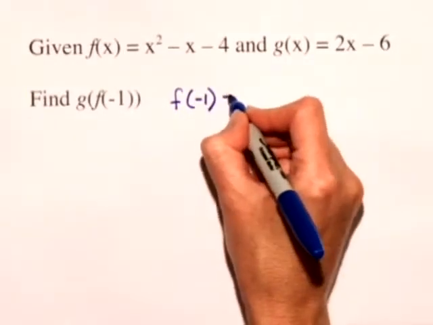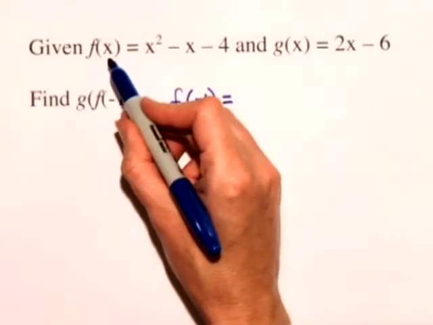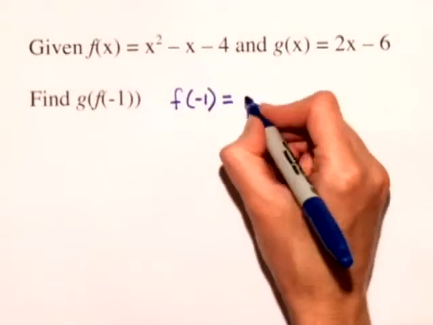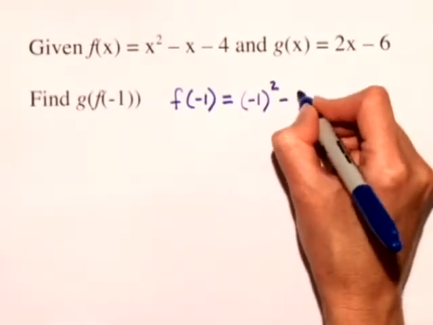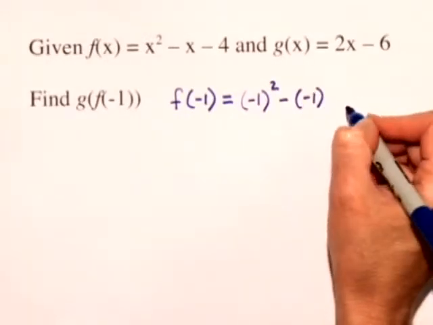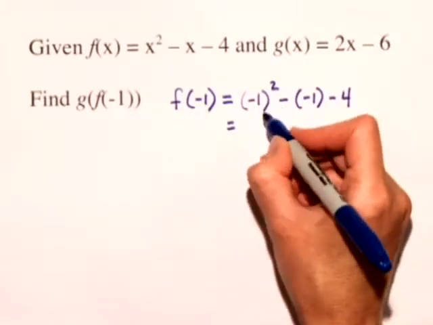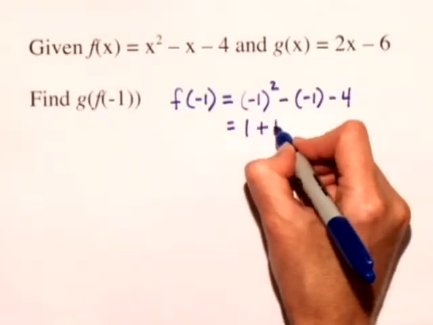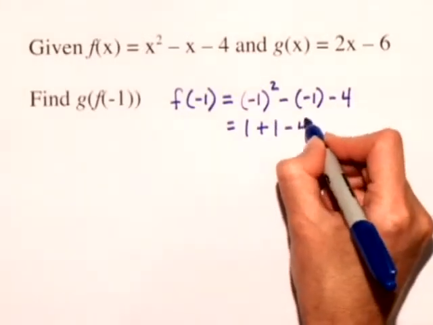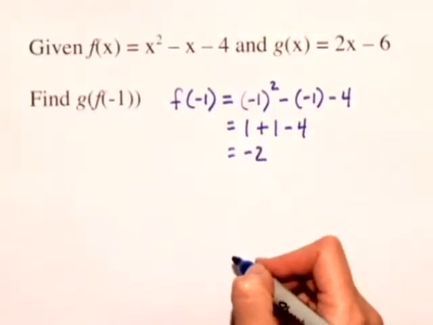f of negative 1 simply means we substitute negative 1 everywhere we see an x in f of x. So we get negative 1 quantity squared minus negative 1 in for x minus 4. And negative 1 squared is positive 1. Minus negative 1 becomes plus 1 minus 4. And we get 2 minus 4 or negative 2.